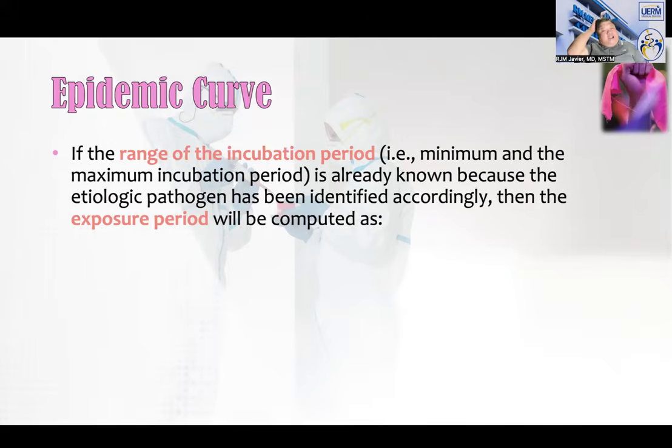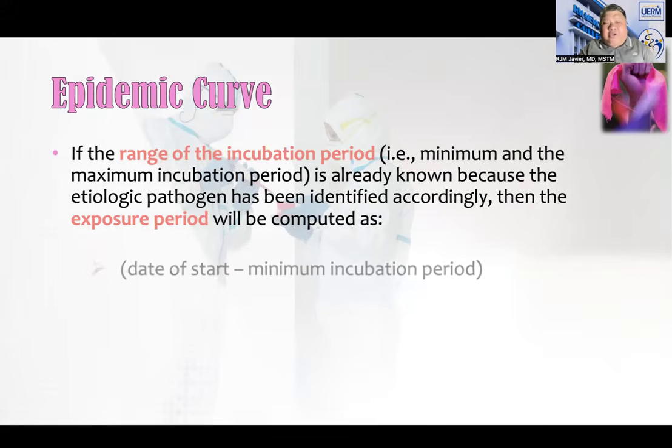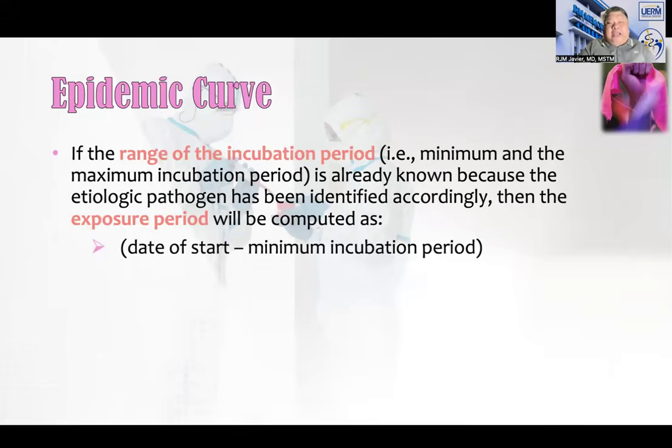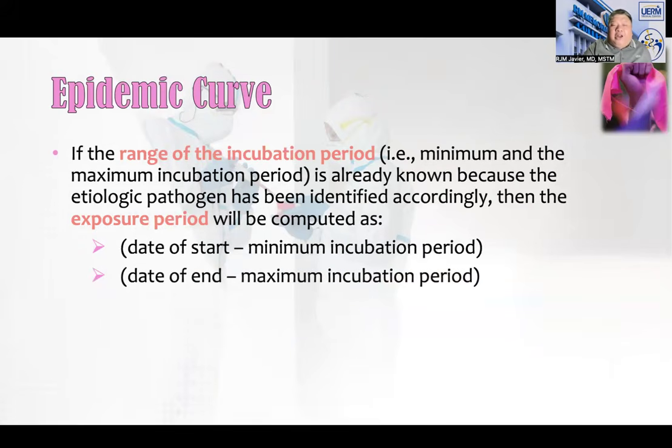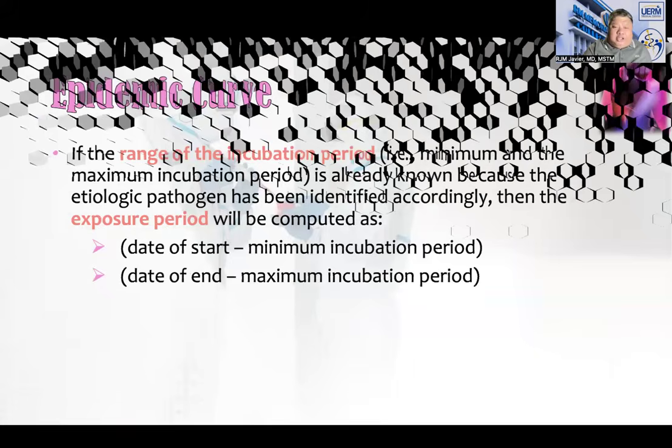Now, what if the range of the incubation period is already known because the etiologic pathogen has been identified accordingly? Then you can also determine the exposure period. This is the start of the epidemic symptoms. Then you subtract the minimum incubation period from the date of the first case, and you look at the date of the last reported case and subtract the maximum incubation period.